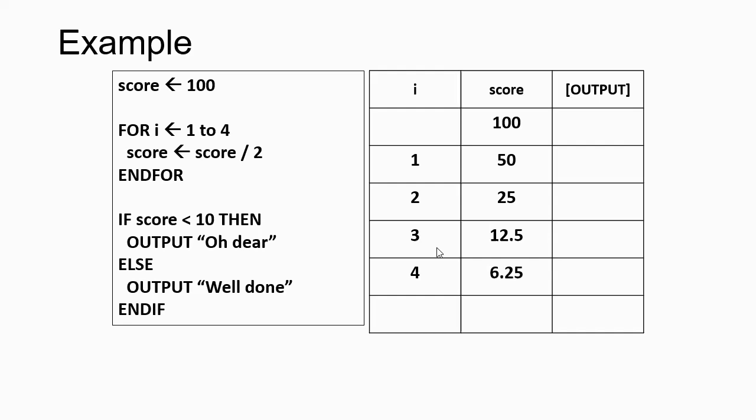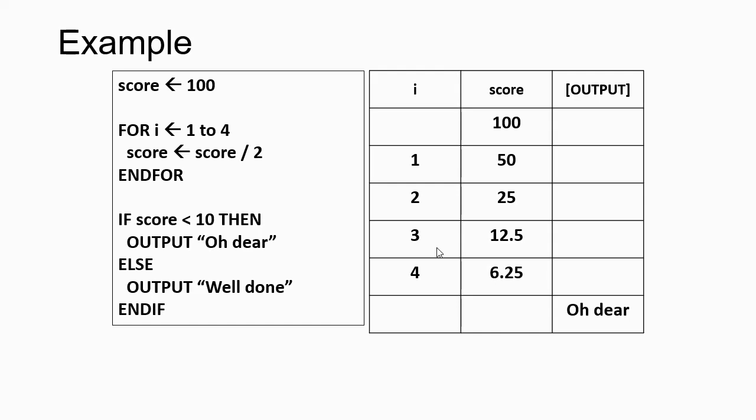Okay, so if score is less than 10, and like we said, we need to work from the bottom up. Score was 100 to begin with. It was 50, it was 25, it was 12.5. It's not any of those values anymore. The current value of score is 6.25. If 6.25 is less than 10, which it is, then we need to output "oh dear". So we output "oh dear", and then we can ignore the else part of the if statement. Okay, so we jump down to end if, and that's the end of our code.